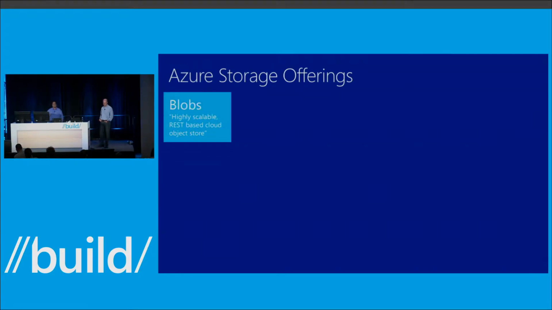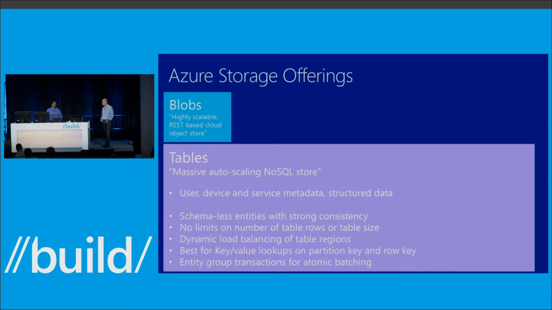So let's talk about tables. Tables are our NoSQL offering. They are used anytime you want to store semi-structured or structured data. And they're really about storing schemaless entities. The big feature that we give you is dynamic load balancing. There's no real limit on the number of rows or the size of a table. You can grow as much as 500 terabytes, which is the size limit on an account. And we take care of observing which regions of your table are hot, getting a lot of writes or a lot of reads, and we load balance automatically across hundreds of servers in our service. So you never have to worry about, what's my scale unit, how do I do this?